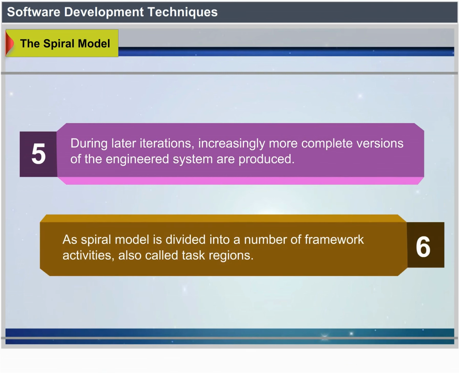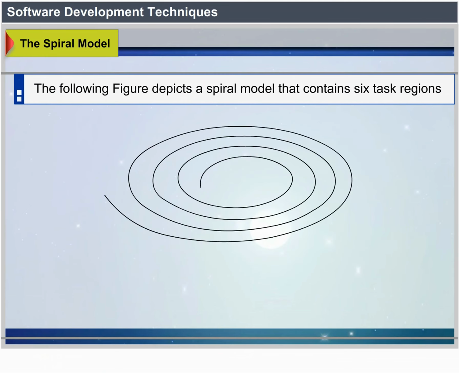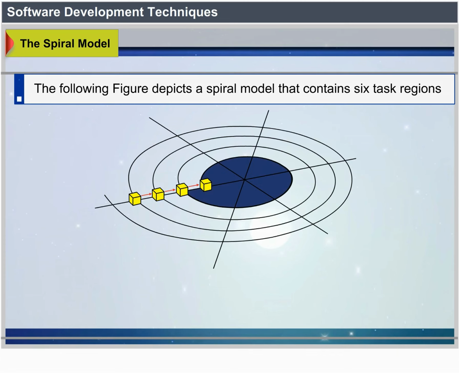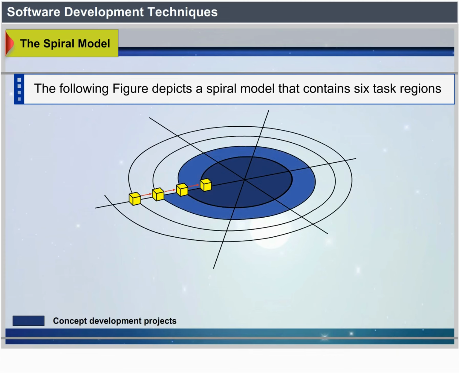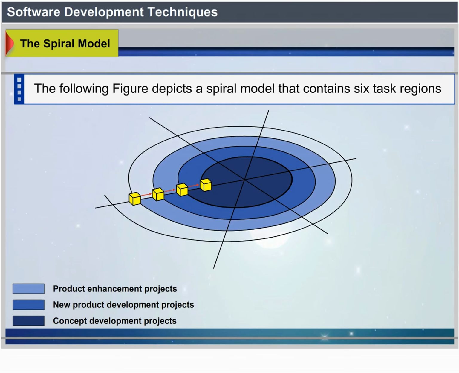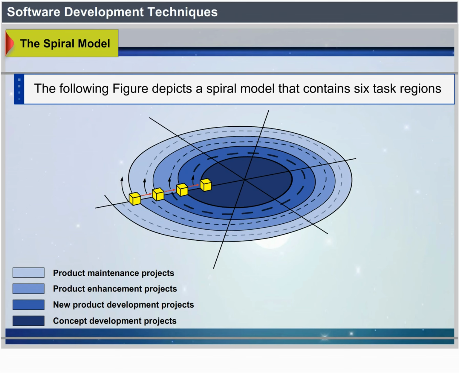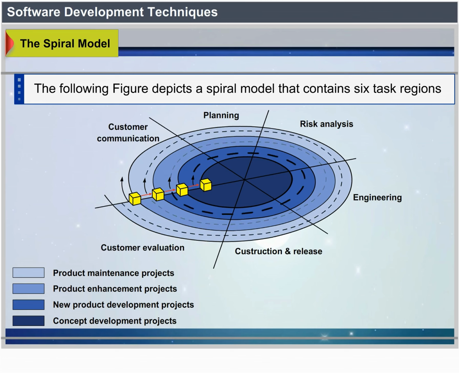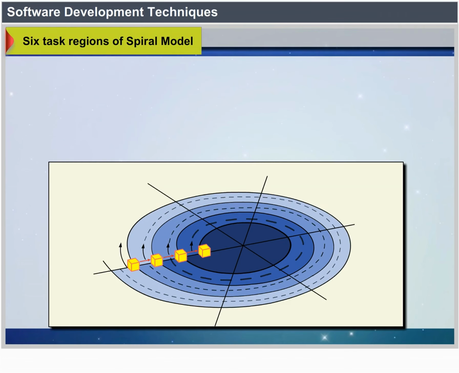A spiral model is divided into a number of framework activities, also called task regions. The following figure depicts a spiral model that contains 6 task regions. Six task regions of spiral model.